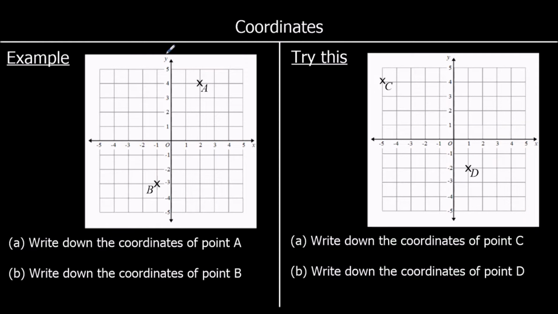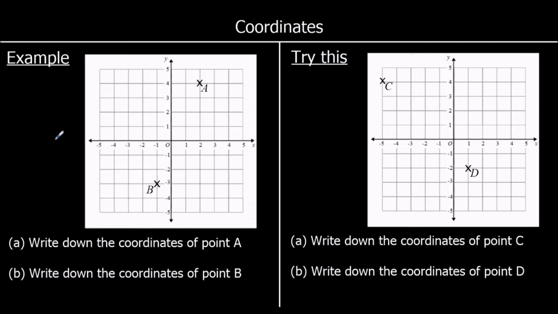Here we can see a set of axes. We have an x-axis that runs horizontally and a y-axis that runs vertically. We can describe the position of any point on this grid using its coordinates.